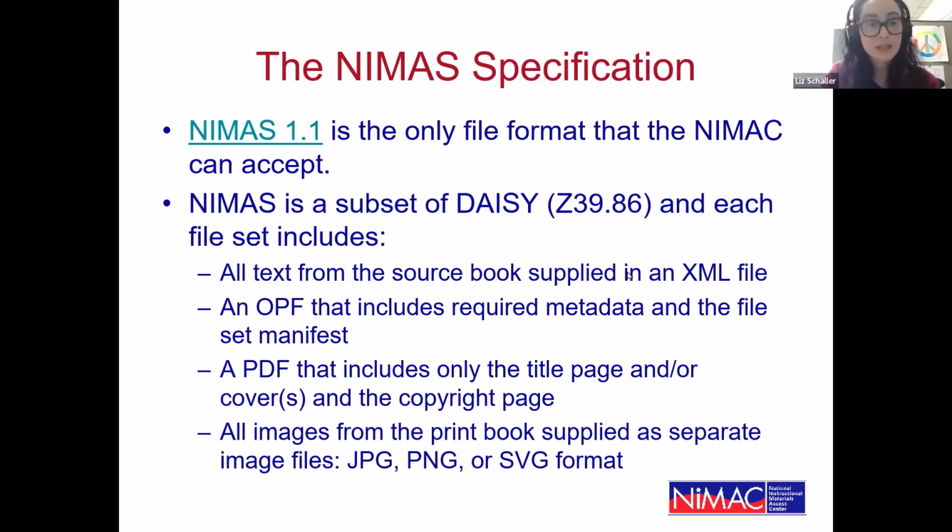It is a subset of DAISY, and each of the NIMAS file sets that we receive includes all of the text from the source book supplied in an XML file, an OPF file that includes required metadata as well as the file set manifest, a PDF that includes only the title page and/or covers and the copyright page of the material, and then all of the images from the print book supplied as separate image files, and these can be JPG, PNG, or SVG format.